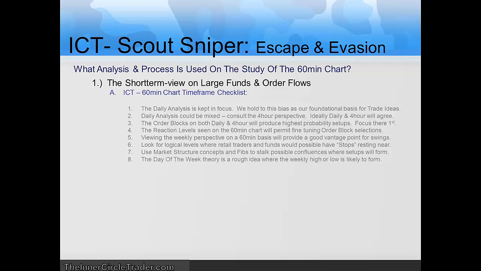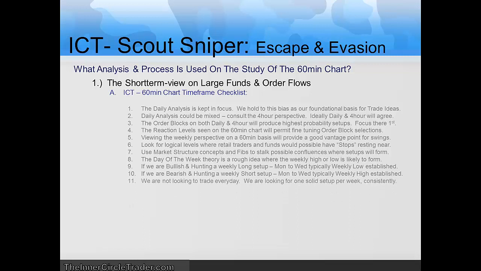The day of the week theory is a rough idea where the weekly high or low is likely to form. So by implementing that idea with studying the 60-minute chart with a 2 to 3 week vantage point in terms of how much data you have on your chart, that'll give you a very good basis to work within. If we are bullish and hunting a weekly long setup, typically Monday to Wednesday, typically the weekly low is established. If we are bearish and hunting a weekly short setup, Monday to Wednesday, typically the weekly high is established. We are not looking to trade every day. We're looking for one solid setup per week consistently. That should be your goal.